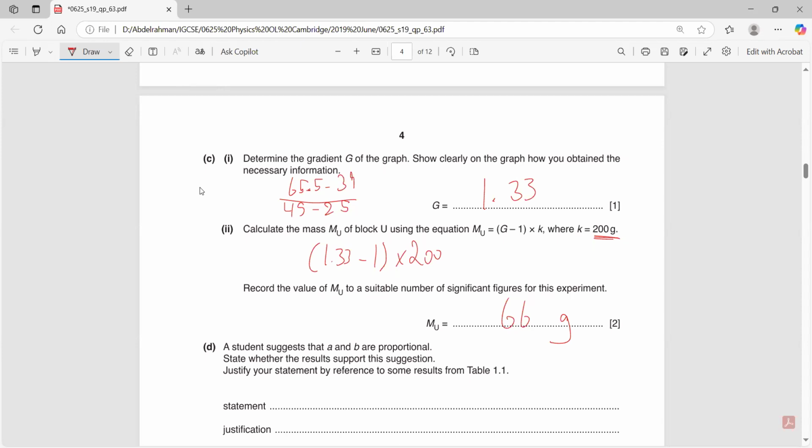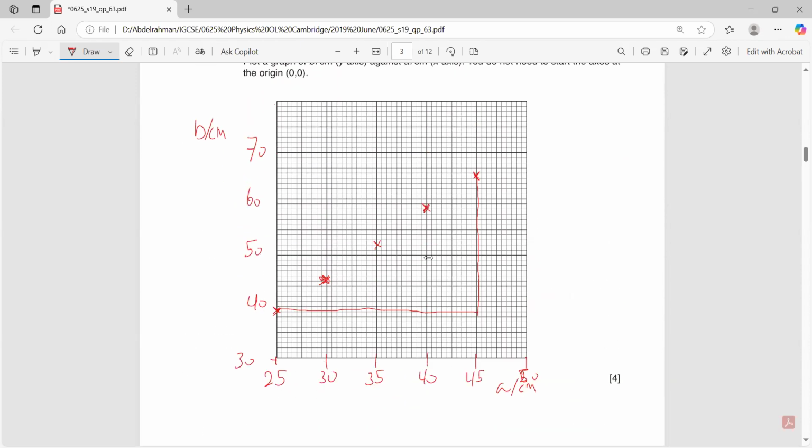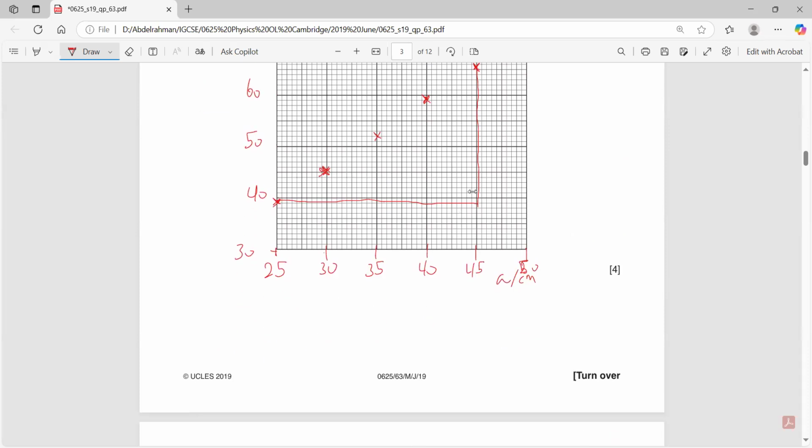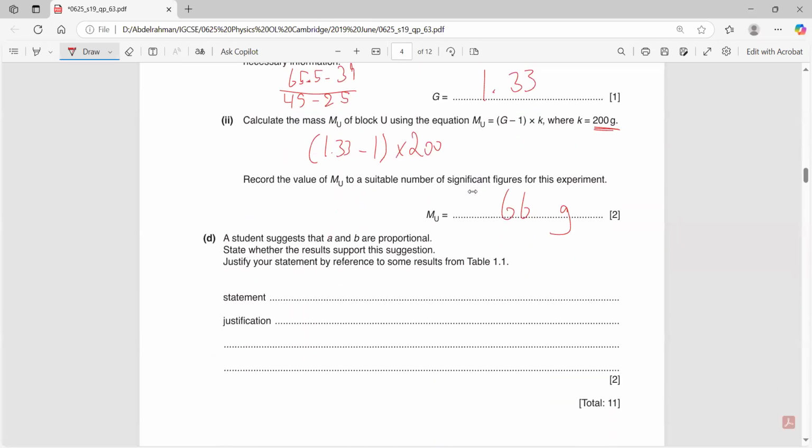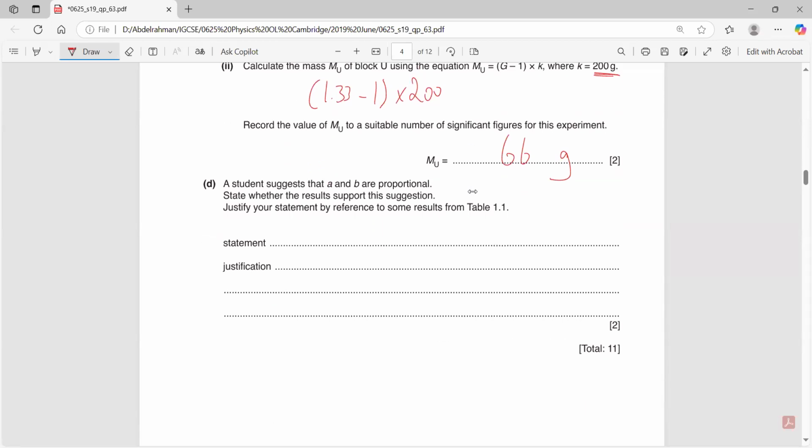What about the numbers you use? If you want, you can use the numbers from the table, or you can use the numbers from the line. Since this is a straight line, the numbers would be very close to the numbers from the table. Either is okay, but you have to draw the triangle. It's a must. The mass is 66 grams, and you should round to the nearest whole number.